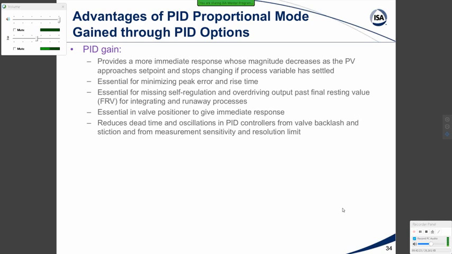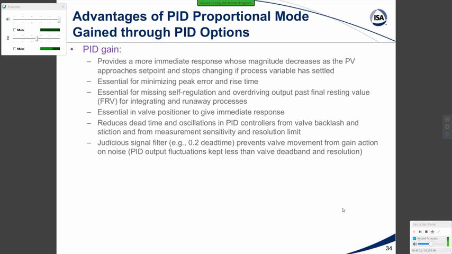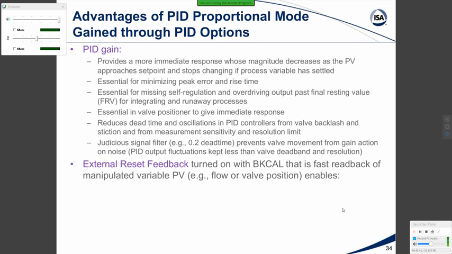Reduces dead time oscillations in PID controllers from valve backlash and stiction and from measurement sensitivity and resolution. A judicious signal filter prevents valve movements from gain action on noise. PID output fluctuations are kept less than the valve deadband resolution.